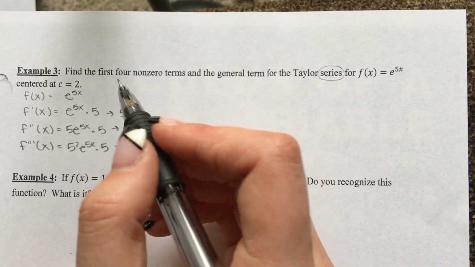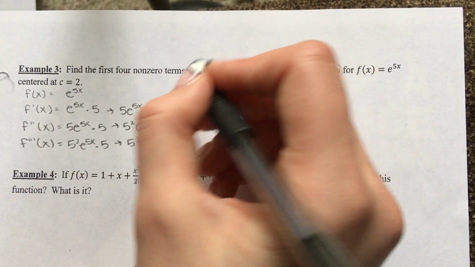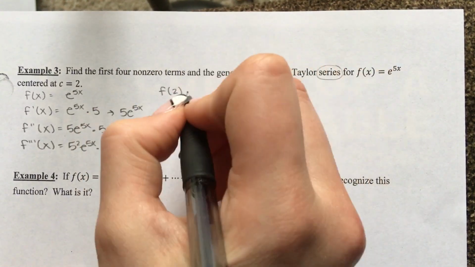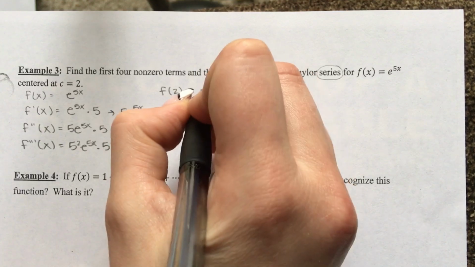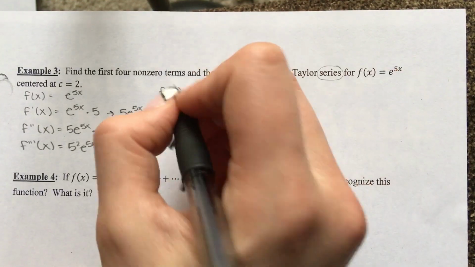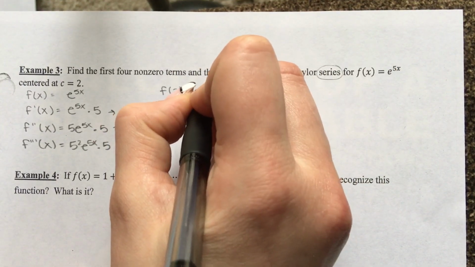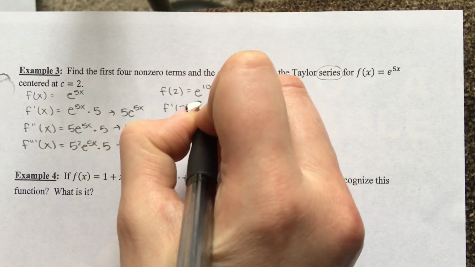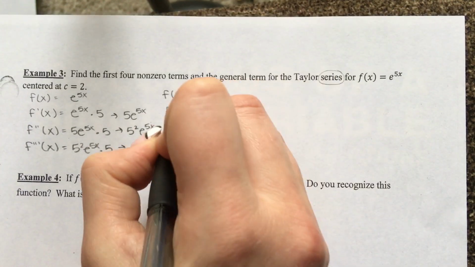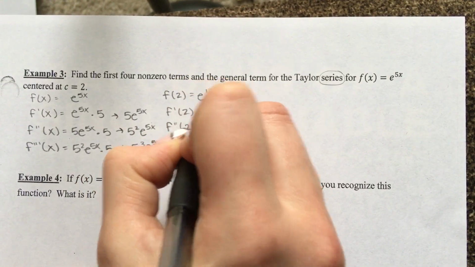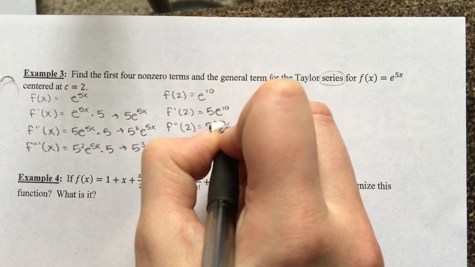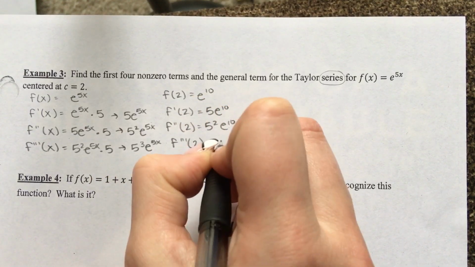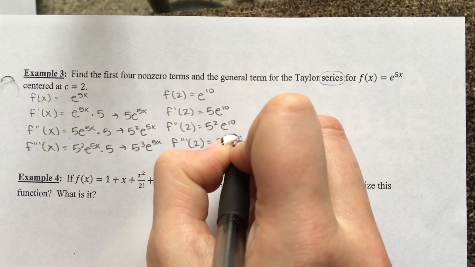So next, I know it's centered at c equals 2, that means that I have to evaluate each of these for 2, and then I can go through and write down what my polynomial, or what my series is going to be. So that's e to the 10. The first derivative is 5 e to the 10. The second derivative is 5 squared e to the 10. The third derivative is 5 to the third e to the 10.